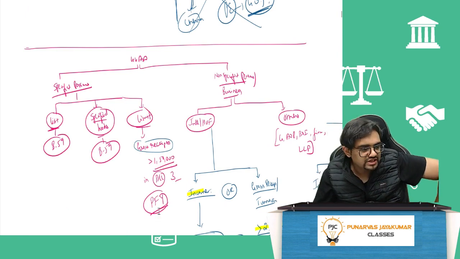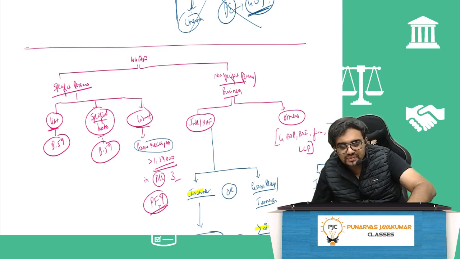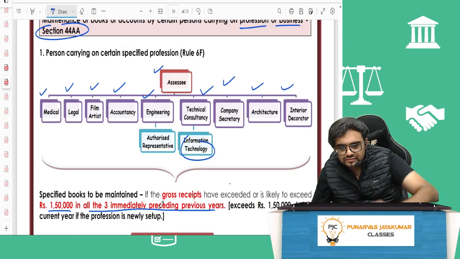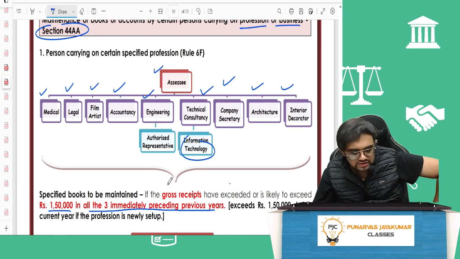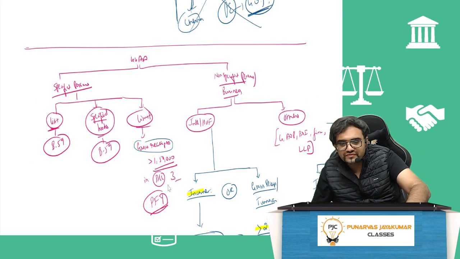First one, specified person and non-specified person. Who's a specified person? He should be in the list as per the page number in my notes. What is the list? Medical, legal, film artist, accountancy, engineering, technical consultancy, company secretary, architecture, interior decorator. This should be the specified person.